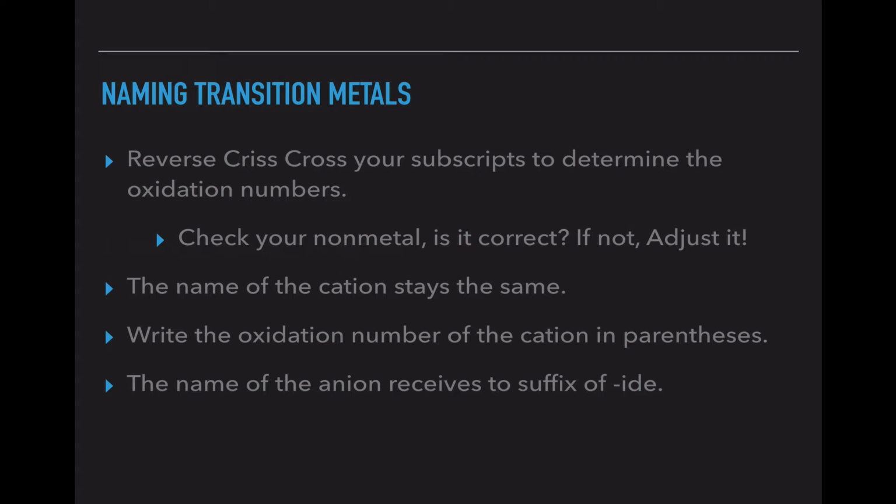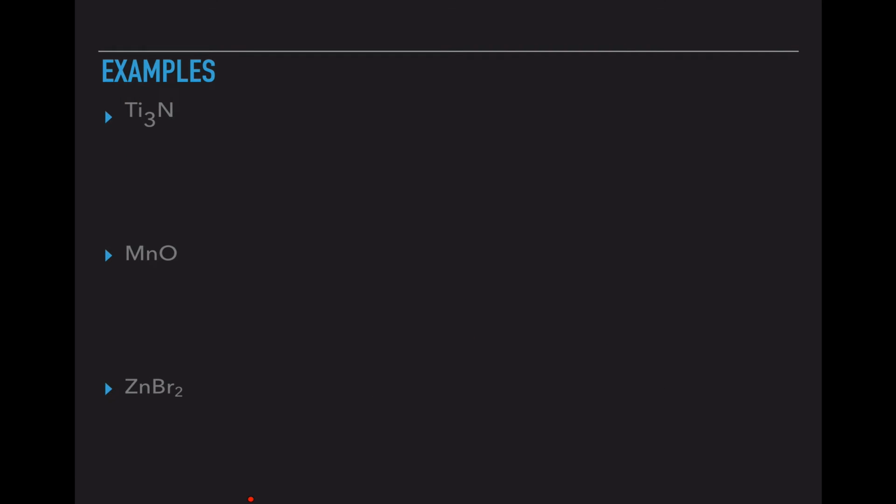Write the name of the cation, which stays the same. Write the oxidation number of the cation in parentheses, and then write the name of the anion with the suffix -ide. So just like ionic bonds, this is exactly the same except for that second middle step: write the oxidation number of the cation in parentheses. Since transition metals can have anywhere from 2 to 4 valence electrons, we do need to indicate exactly how many are present. Alright, so we're going to do a few examples.